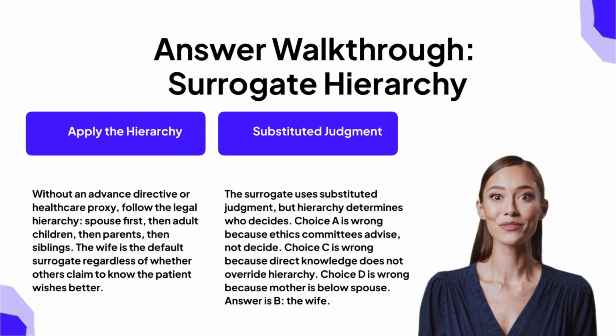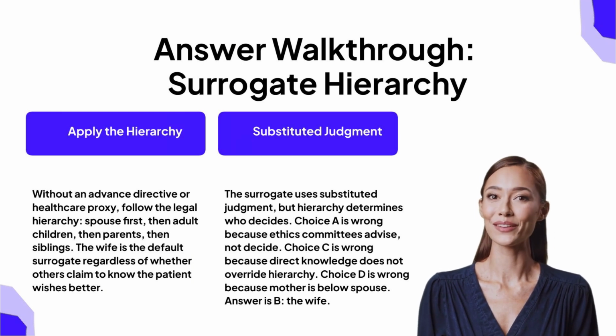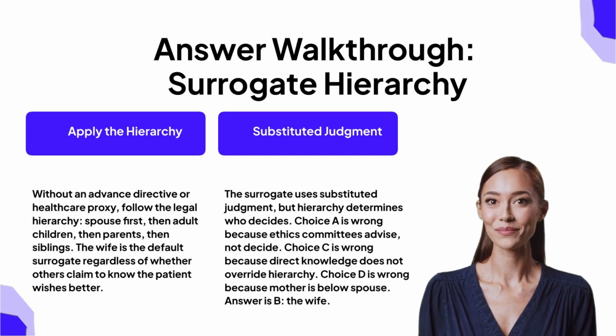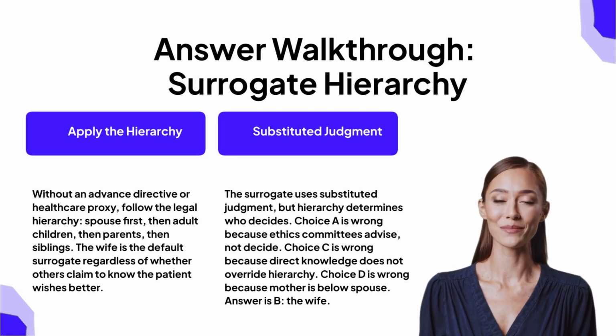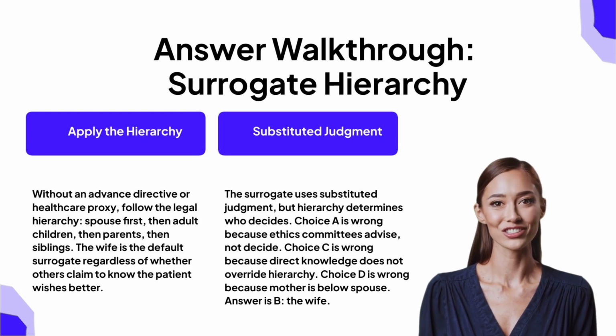The key here is applying the surrogate hierarchy. When there is no advance directive and no designated healthcare proxy, you follow the legal hierarchy. Spouse first, then adult children, then parents, then siblings. The wife is first in line, so she is the default decision maker.